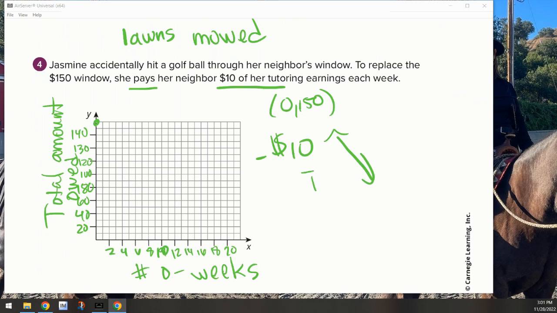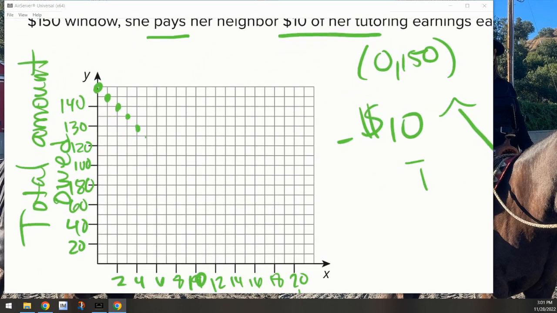Okay, so down 10 over 1. Down 10 over 1. I'm going to make it bigger. Down 10 over 1. Look at this. Much better. Okay.